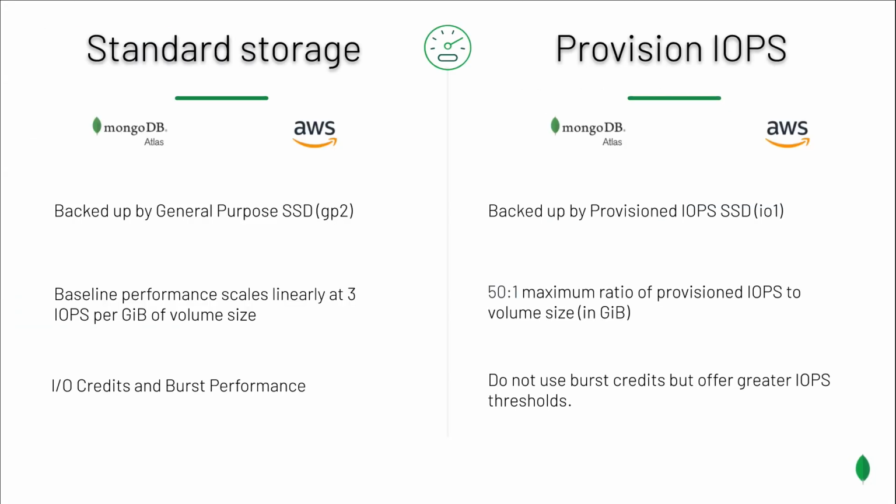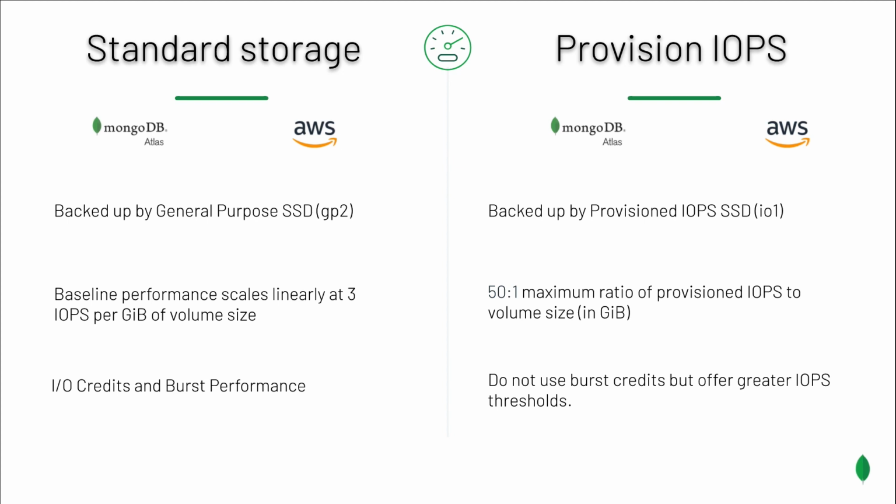Now let's have a look at the differences between the two storage types. This customer is hosting their MongoDB Atlas cluster on AWS. The standard I/O storage from Atlas is using AWS GP2, the general purpose EBS volume. The provisioned IOPS is using AWS io1, the provisioned IOPS EBS volume. They have different performance characteristics.